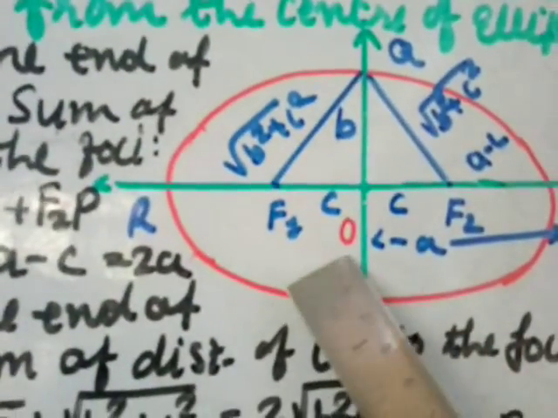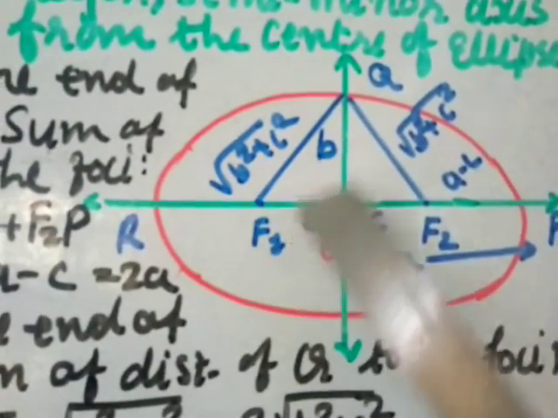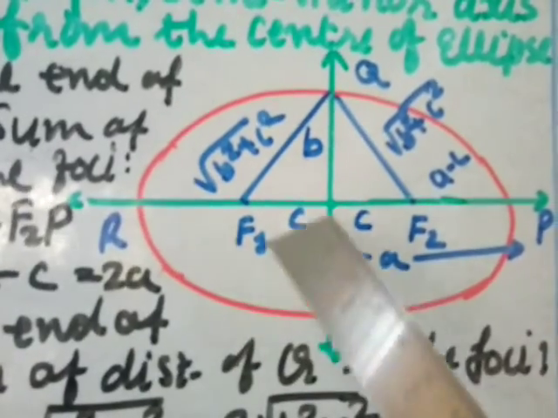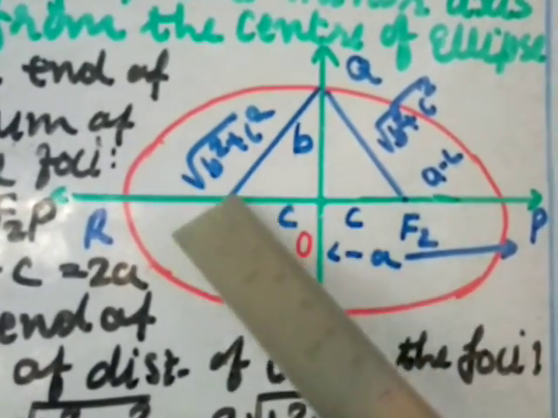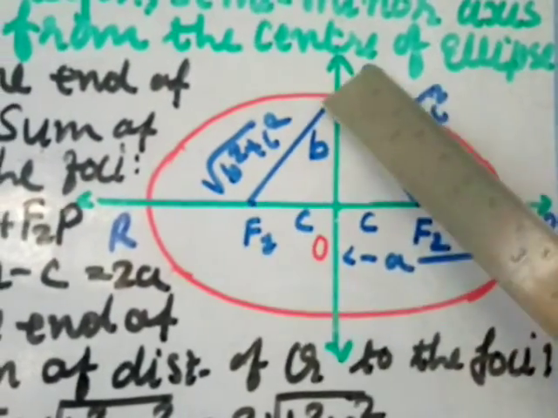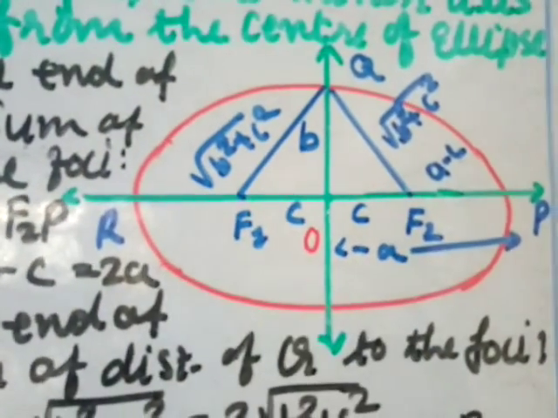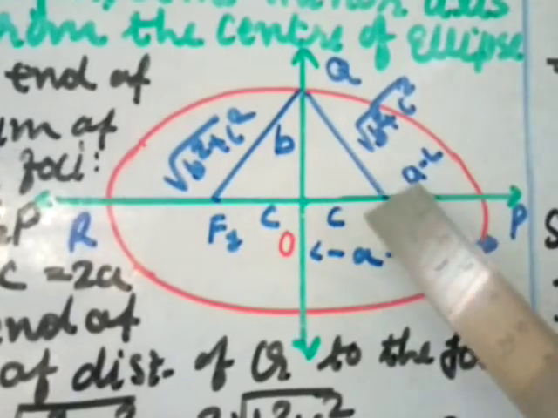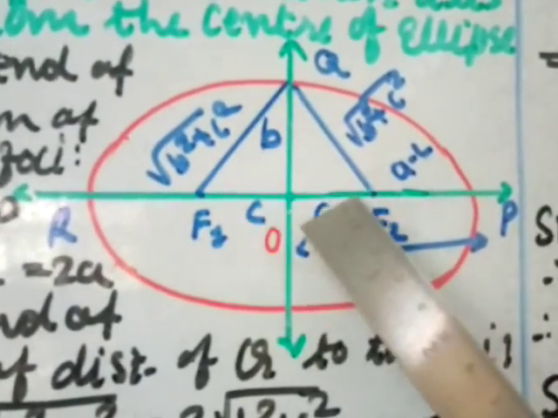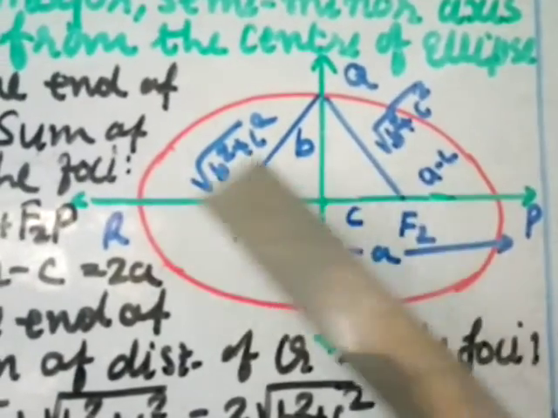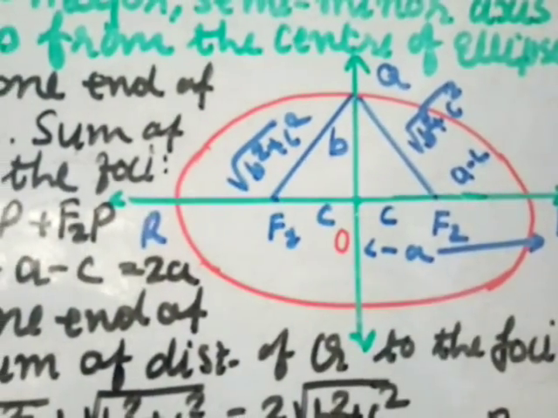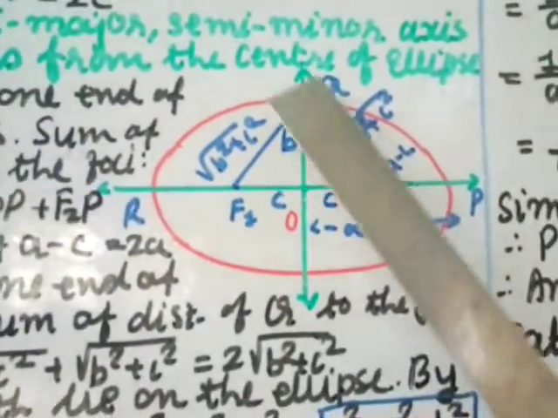Now here, this is our origin, and this distance is C, this distance is B. If you apply Pythagoras in this right-angled triangle, the hypotenuse is the square root of B square plus C square. Here also it is the same: this is B, this is C, so it is the square root of B square plus C square. So these two distances are the same, by applying Pythagoras in this right-angled triangle.